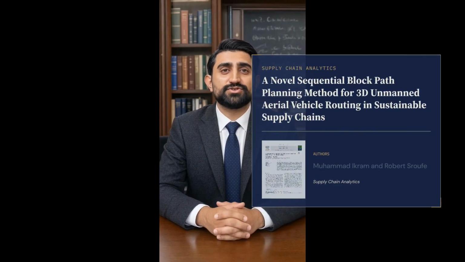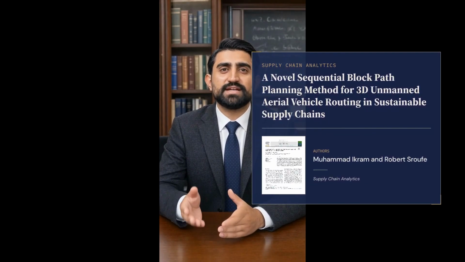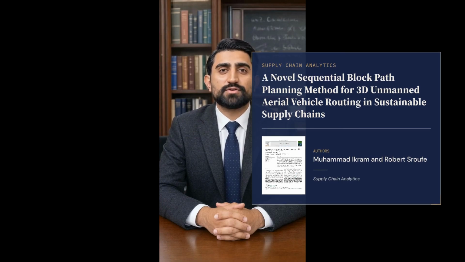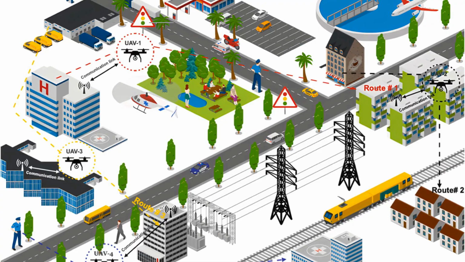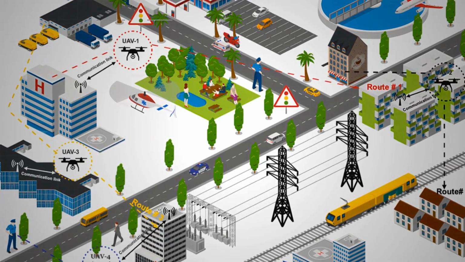In this video, I introduce our paper, a novel sequential block path planning method for 3D unmanned aerial vehicle routing in sustainable supply chains, co-authored with Professor Robert Sroufe. Unmanned aerial vehicles can make logistics faster, more flexible, and more sustainable.